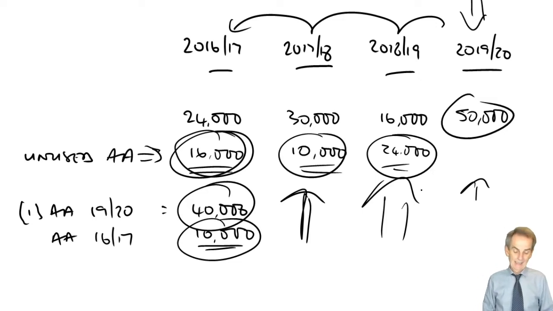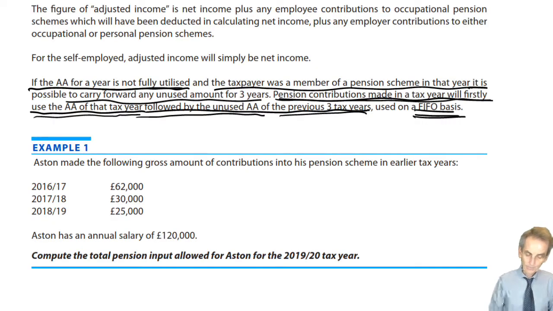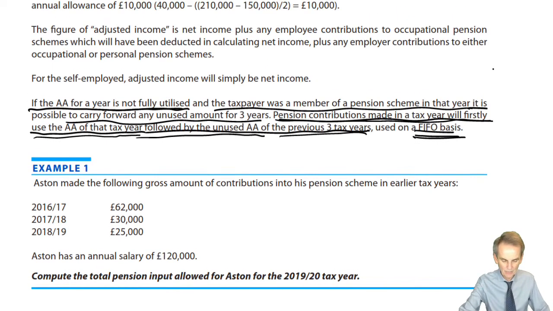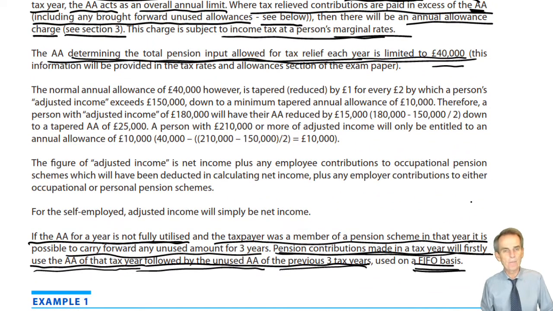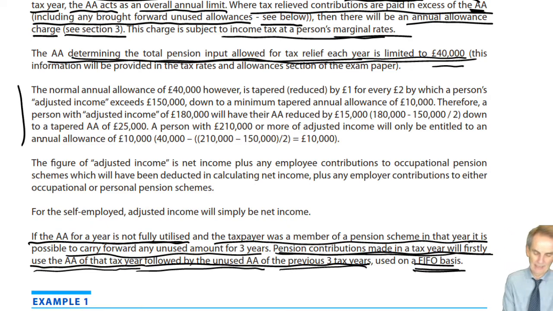Okay. Let's go back to our notes now and see, well, we've skipped a few bits in between here. Because what we've seen is that the basic annual allowance figure is £40,000, a figure, as we've said, provided to you in your rates and allowances tables. However, there are limitations placed on that annual allowance depending on the income of the taxpayer. So let's see what we've got to say here about that.